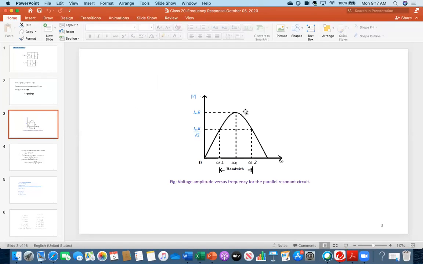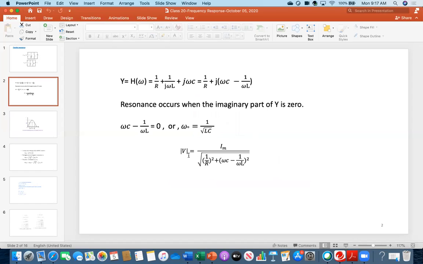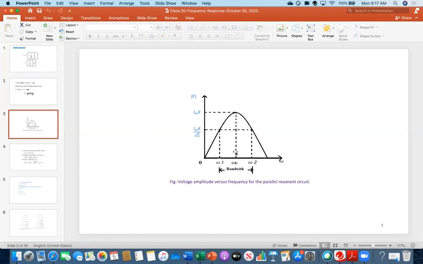In the series circuit, at omega naught, current was the maximum. Because this is a parallel circuit, we are looking at the voltage. If you see this equation, this portion is 0 at the resonance condition. So after the root, you get 1 over R, and that R goes into the numerator. Therefore the magnitude of V is Im multiplied by R. So at the omega naught point, the magnitude of V is Im R.